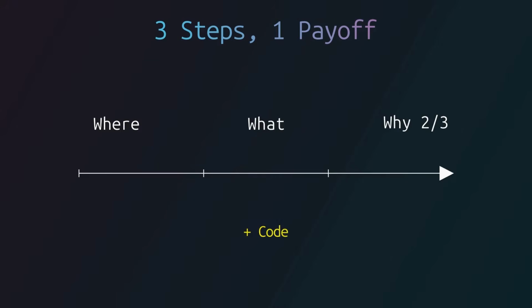First, where activations matter in the transformer. Second, what SwiGLU actually does. And third, why the 2/3 width trick keeps compute constant. By the end, you'll see the code and understand the trade-off.